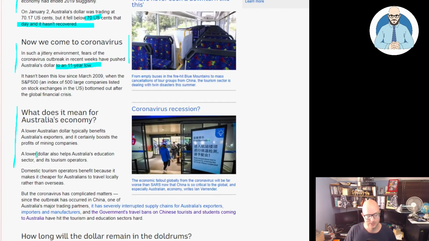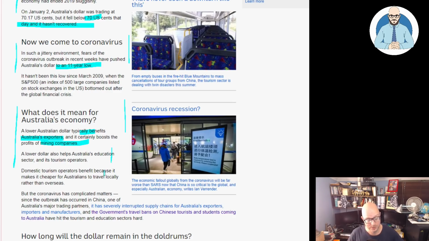So what does it mean for the Australian economy? A lower Australian dollar typically benefits Australia's exporters, and it certainly boosts the profits of mining companies. A lower dollar also helps Australia's education sector and its tourism operators. But we're seeing, guys, that they're copping it just because of the virus.